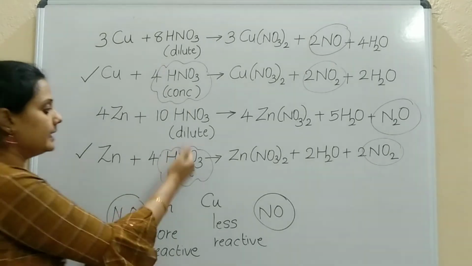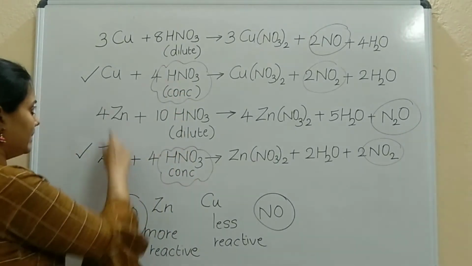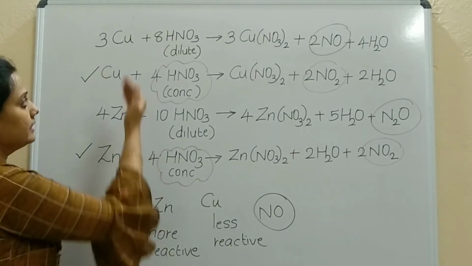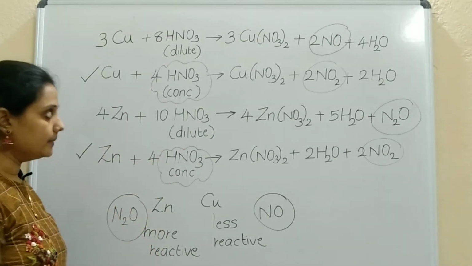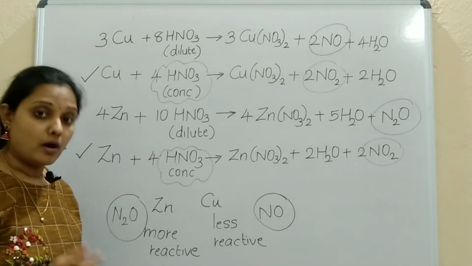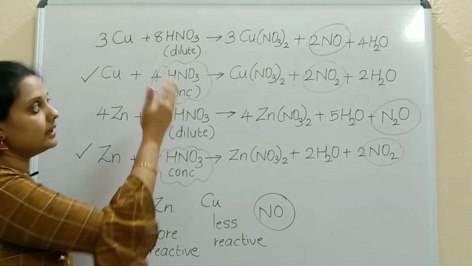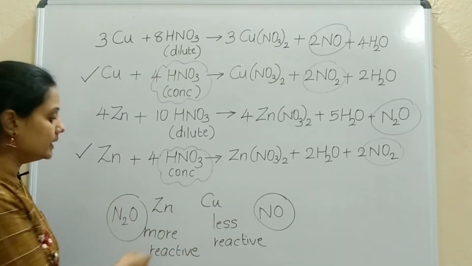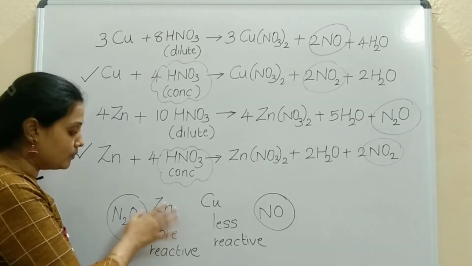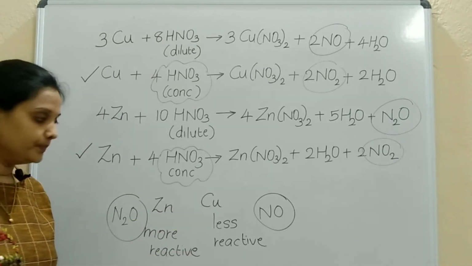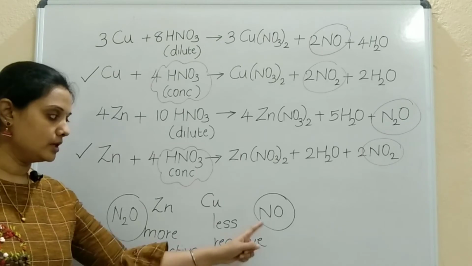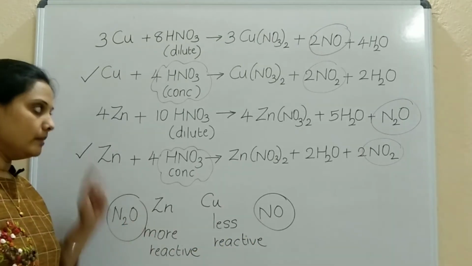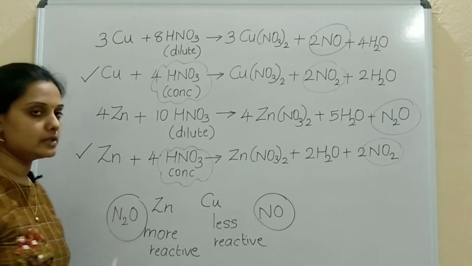With the concentrated acid, the metals will give the same byproducts, but with the dilute nitric acid, the byproducts are not the same. Water is the same, but the oxides of nitrogen differ. So check whether the metal is more reactive or less reactive. Less reactive means it will form nitrogen oxide. More reactive, it will form dinitrogen oxide. Make a note of all the equations. It is balanced also.